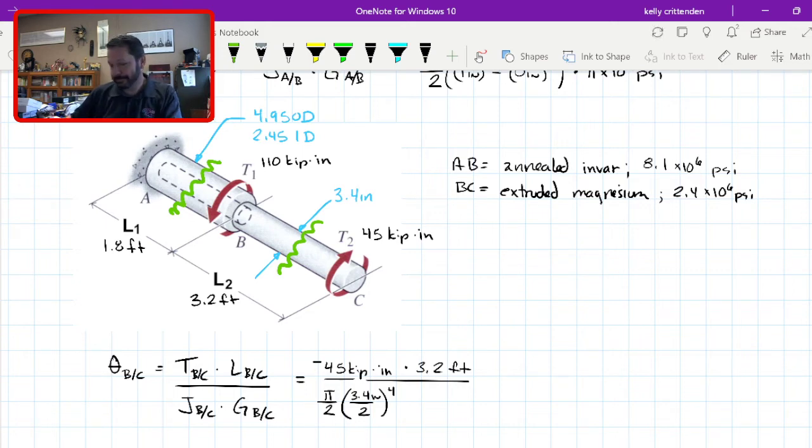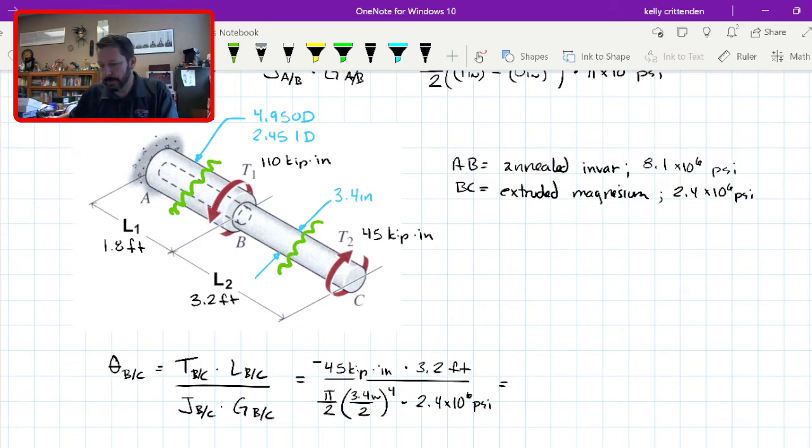That's why a lot of these equations are set up to use diameters, to make them more directly transferable to real life. In here, it's fine to just divide by 2, but sometimes you'll see this with pi over 32 times OD to the fourth minus ID to the fourth. All right. G, which section is this? This is the magnesium section, so 2.4 times 10 to the 6 psi. And that will equal the angle of twist for section BC.